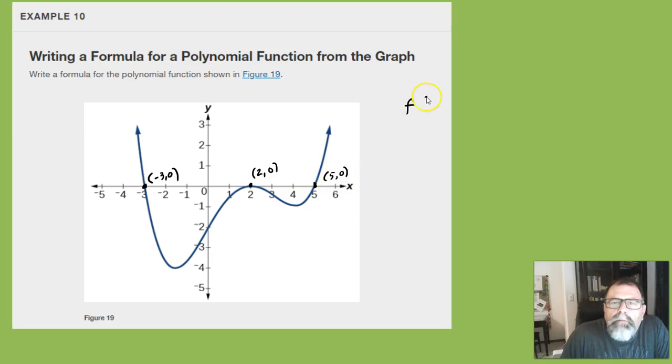So our polynomial for our function is going to be a(x − (−3)), so that becomes x + 3, to some power, which will be the multiplicity, times (x − 2) to some power, so we'll call them P1 and P2, and then (x − 5) to some power for that one. So those are our factors.